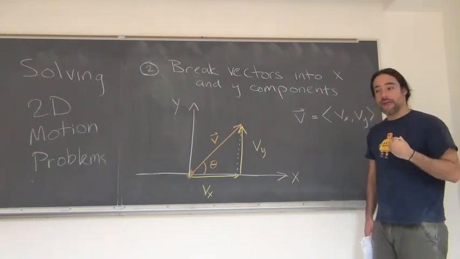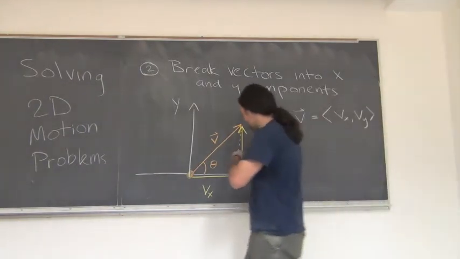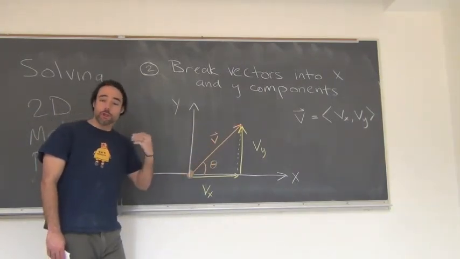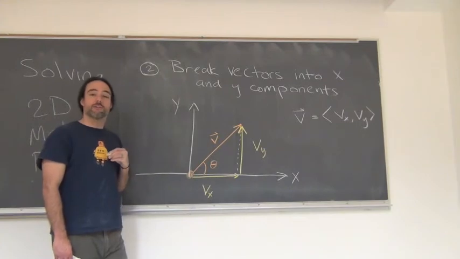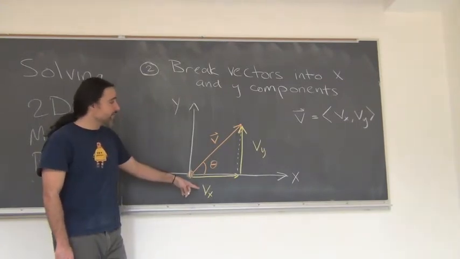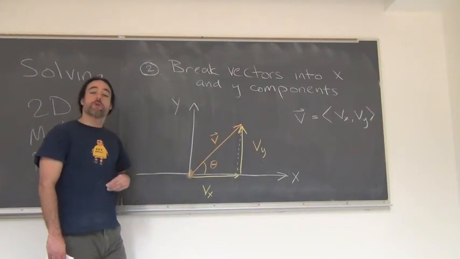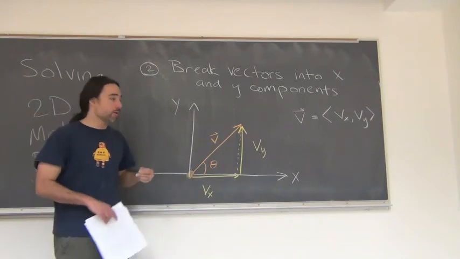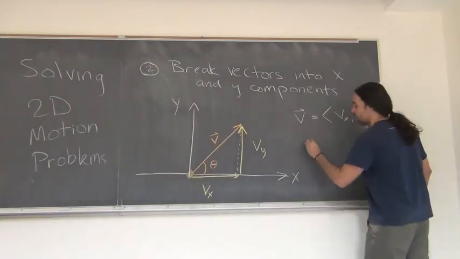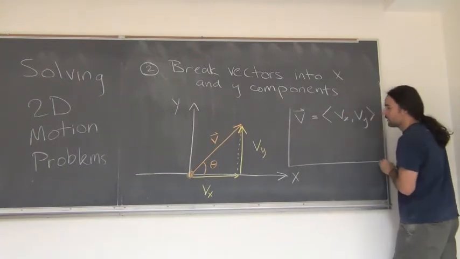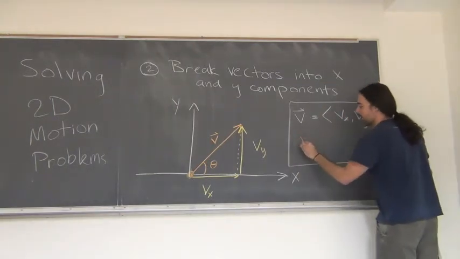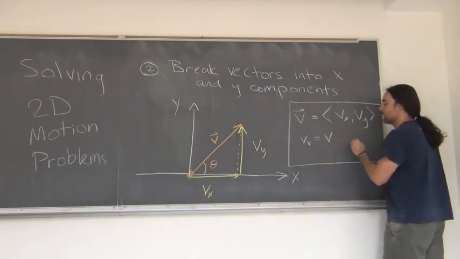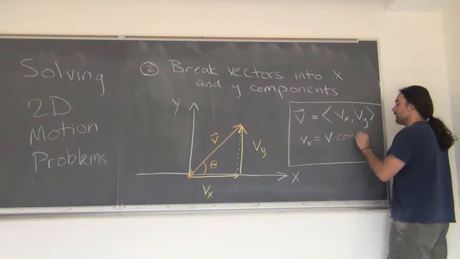Well, what are vx and vy? If I look over here, recall that we have a triangle here, and we can use trigonometry to find the values of vx and vy. Vx is the adjacent side. So by SOHCAHTOA, the adjacent side would mean I have to use the CAH, or the cosine. And we can say that the x component, vx, is equal to v, the magnitude of v, times the cosine of that angle.